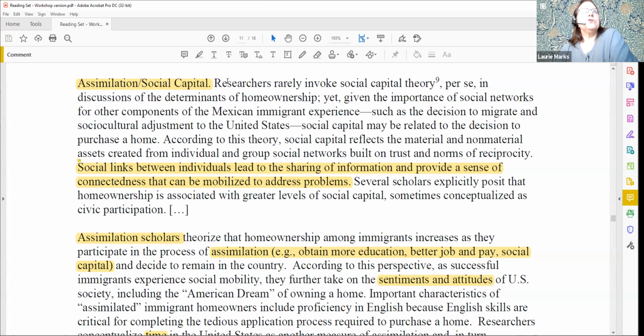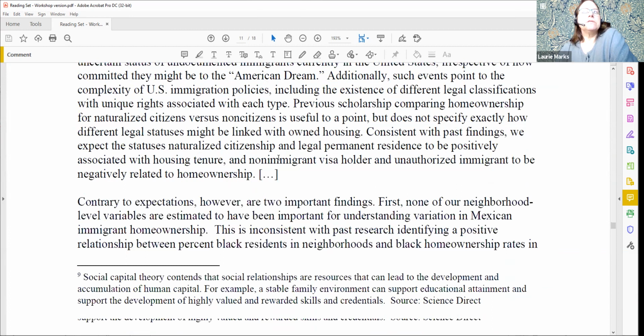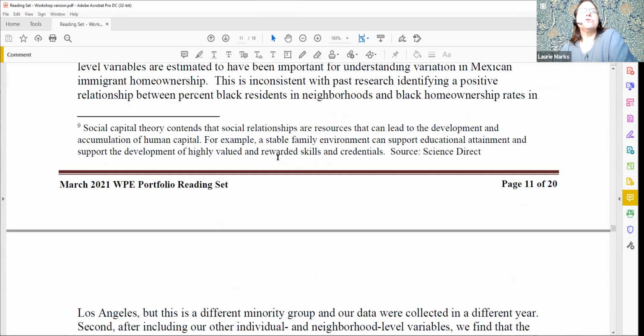They say right here, researchers rarely invoke social capital theory per se. But if you look at the bottom of the page, we've given you a definition of social capital theory. It's footnote number 9. By the way, we've given you footnotes because we think that we're giving you information that you can use. So don't just ignore the footnotes. They actually are there to help you.